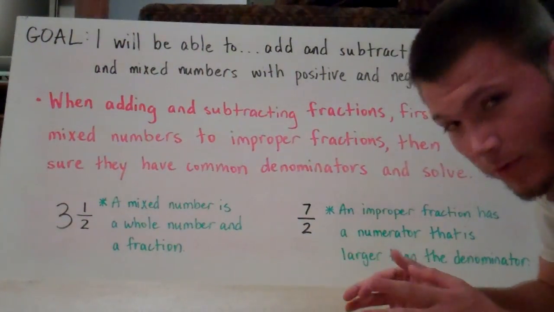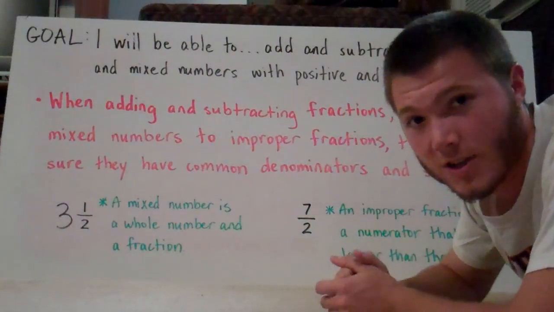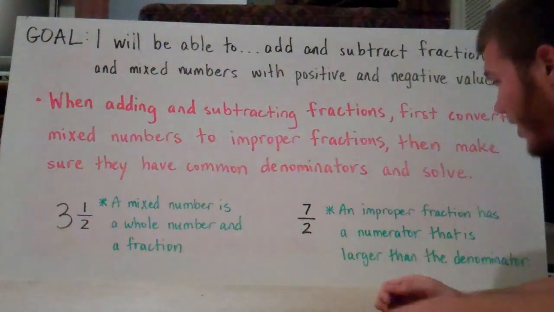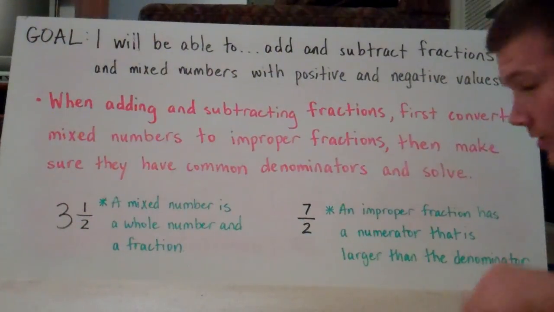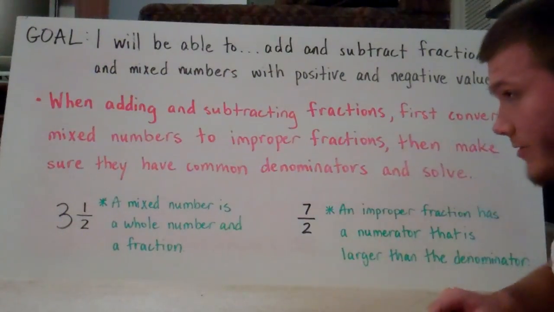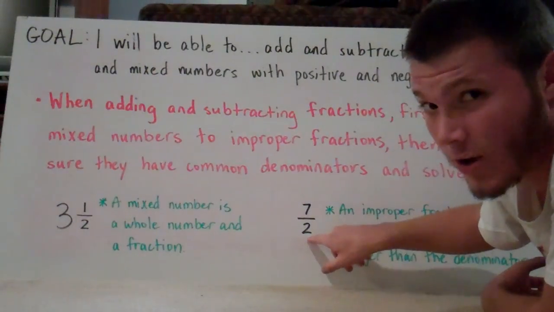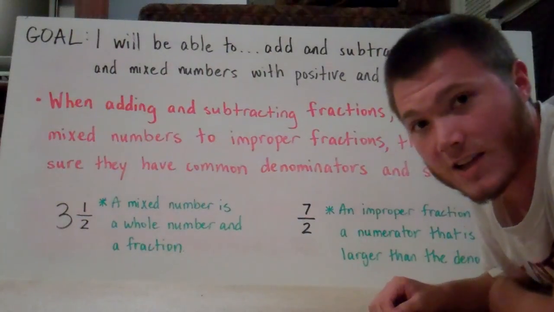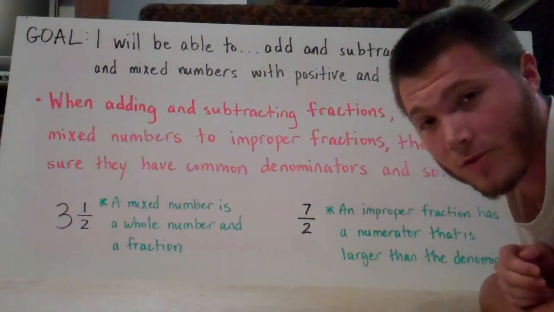Just to refresh your memory, a mixed number is a whole number and a fraction together, right? So 3 1/2, that's a mixed number. And an improper fraction has a numerator that's larger than the denominator. This is the numerator, this is the denominator. So 7/2 is equivalent, or equal, to 3 1/2. They are the exact same value, but this is written as a mixed number, and this is written as an improper fraction.